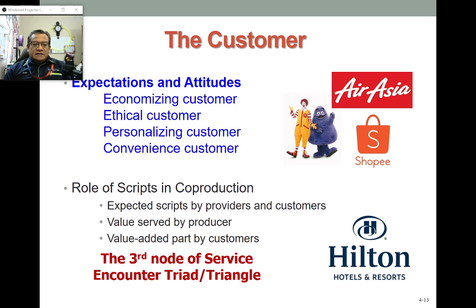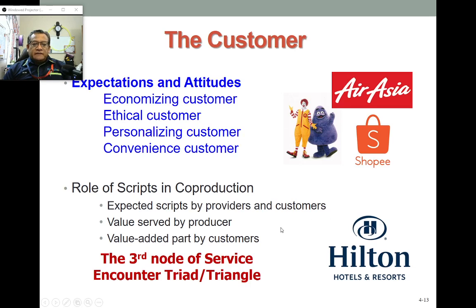And we, as a co-producer, which is the customer, normally also have our own script. If you are greeted, "Good morning," normally we will greet back. If you are asked, "Can I help you?" you may say, "Yes, I'm looking for such and such product," or "That's okay, I can search for myself." So those are the expected scripts by providers and customers.